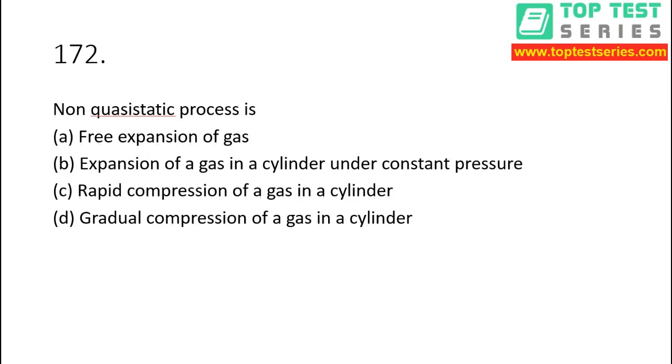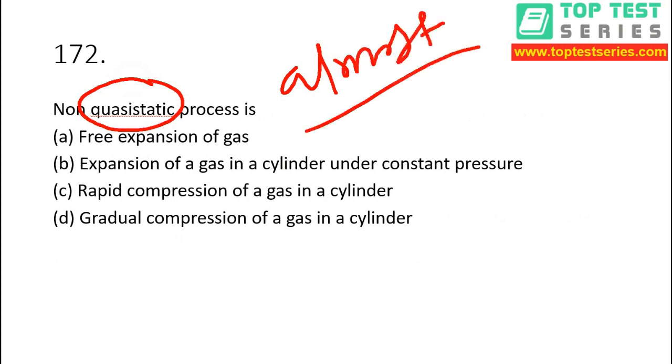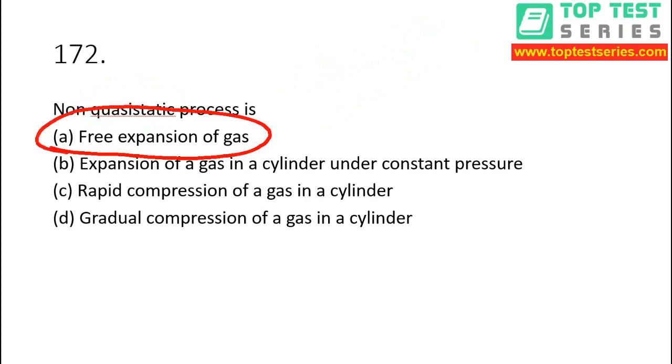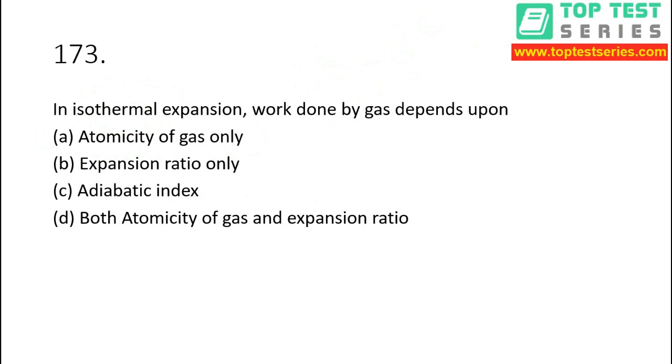Question number 172. Non-quasi-static process is. So first understand what is the meaning of quasi-static process. Quasi means, my dear, almost, and static means stationary. So almost stationary process. Non-quasi-static means it is not almost stationary, right? So it can be possible only in case of one process, that is free expansion, because free expansion cannot get reversed, right? Because whenever we are going against vacuum, there is no work done taking place, right? And free expansion cannot even be a reversible process. It is an irreversible process.